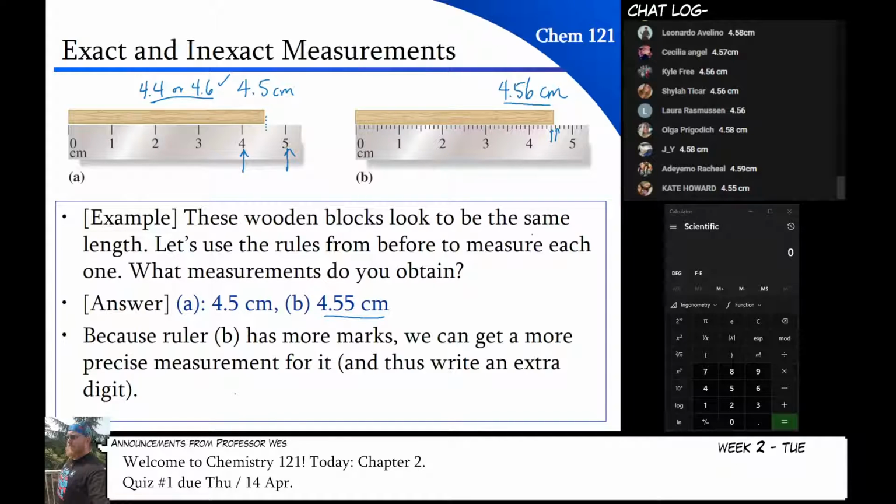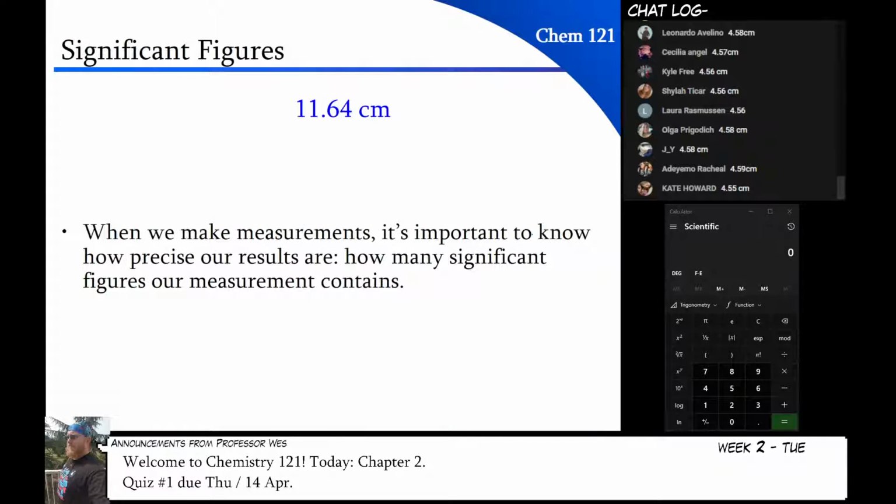Now, the reason that we got to write that extra digit is because our tool had more marks on it. So the number of digits you get to write down is entirely contingent upon how many marks are present on your tool. All right. When you are making a measurement and you generate a number, the more digits you write down, the more precise your tool must have been. So now I'm looking at the number, and from the number, I have to envision the tool that was used to make it.